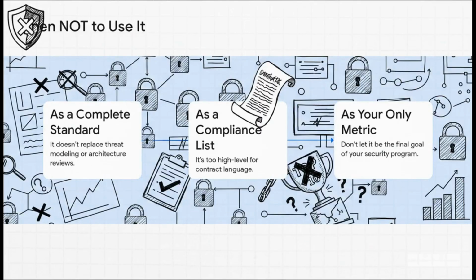And just as important, maybe even more so, is knowing when not to use it. Look, it is not a complete security standard. It doesn't replace doing deep threat modeling or proper architecture reviews. And please, don't just copy and paste it into a contract as a compliance checklist. And whatever you do, don't make it your only metric. Just being OWASP Top 10 compliant does not mean you're secure.